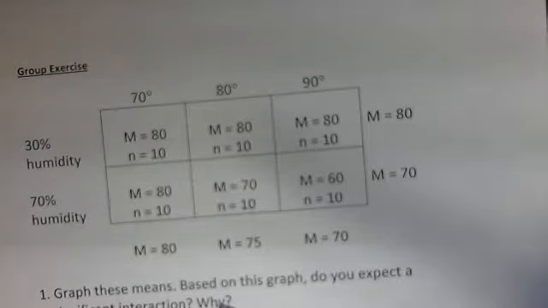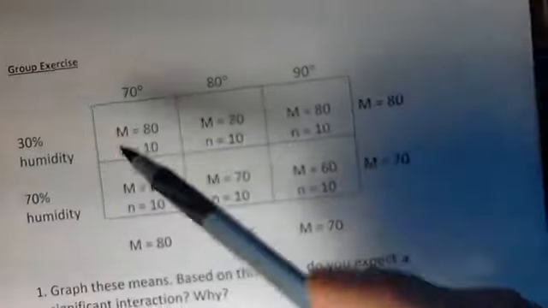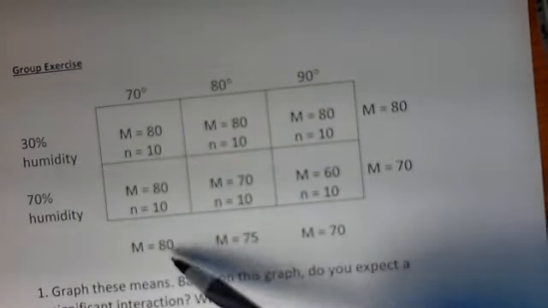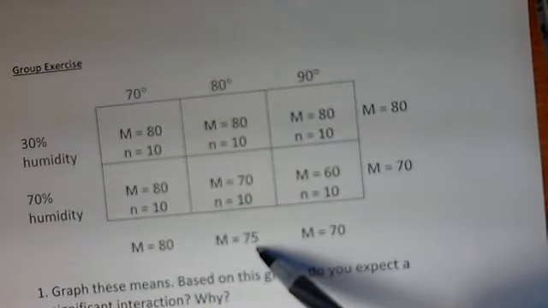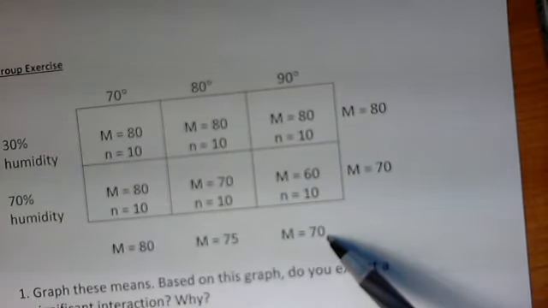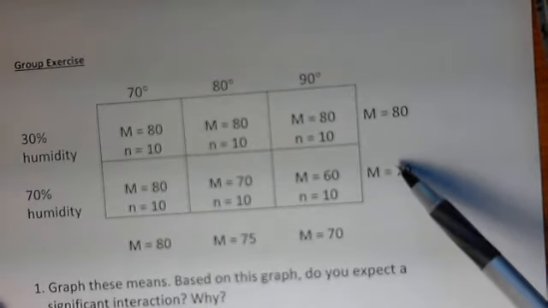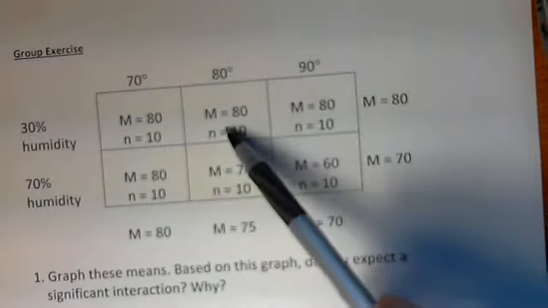They're randomly assigned equally to one of these rooms, and they're taking a problem-solving test, and this is the average score for each of the different groups. So you'll see we've got 60 total subjects evenly divided into each one of these cells. And so here you can see there's a difference. At 70 degrees they scored 80 on average. At 80 degrees they scored 75. And at 90 degrees they scored 70, and over here we've got 80 and 70 as a difference in terms of the humidity.